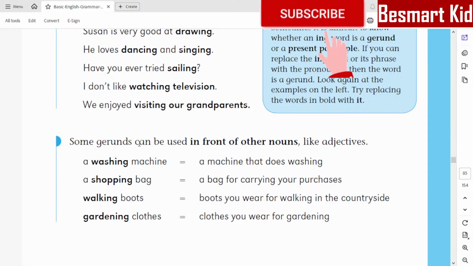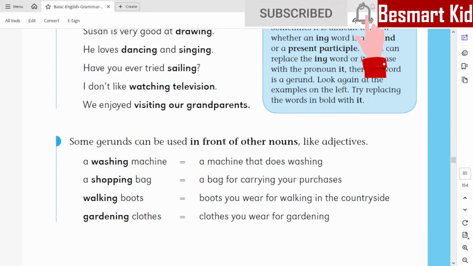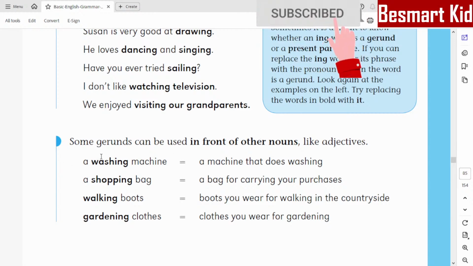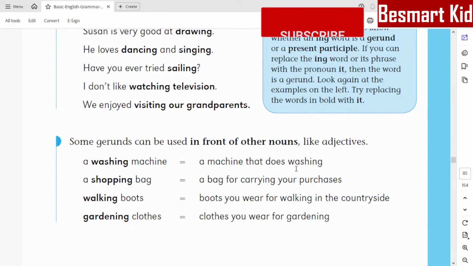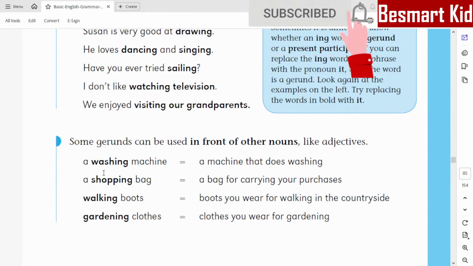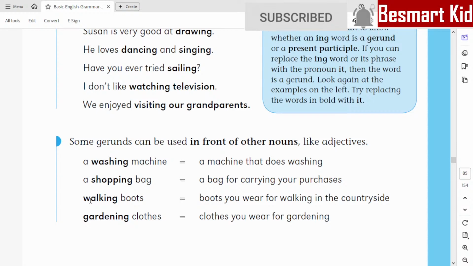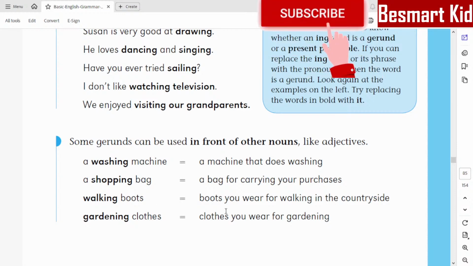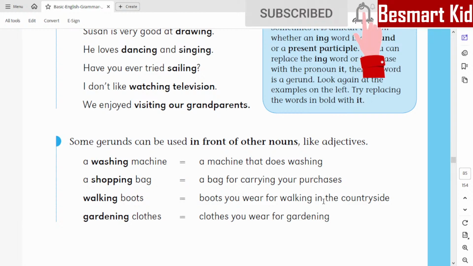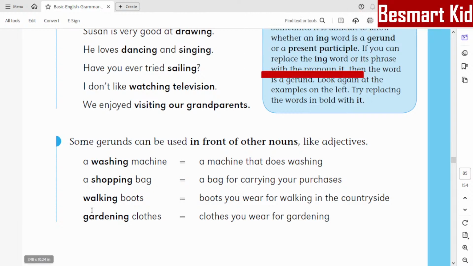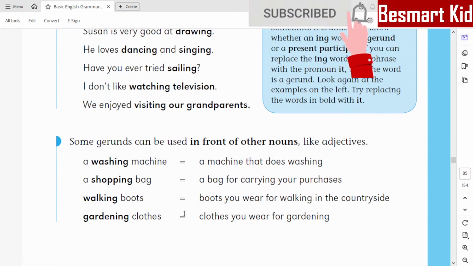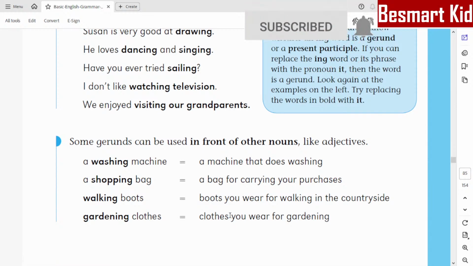Some gerunds can be used in front of other nouns like adjectives. A washing machine, a machine that does washing. A shopping bag, a bag for carrying your purchases. Walking boots, boots you wear for walking in the countryside. Gardening clothes, clothes you wear for gardening.